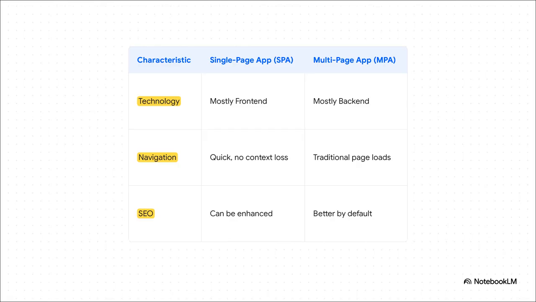Now, from a technical standpoint, apps usually fall into two main camps. You've got single-page apps, or SPAs. They're heavy on what we call front-end tech. That's all the stuff you see and interact with, and it makes them feel incredibly fast and smooth. On the other side, you have multi-page apps, or MPAs. They rely more on the back end, the engine under the hood, which makes them fantastic for search engines right out of the box. It's a classic trade-off. Do you want that seamless lightning-fast user experience, or do you want instant visibility on Google?